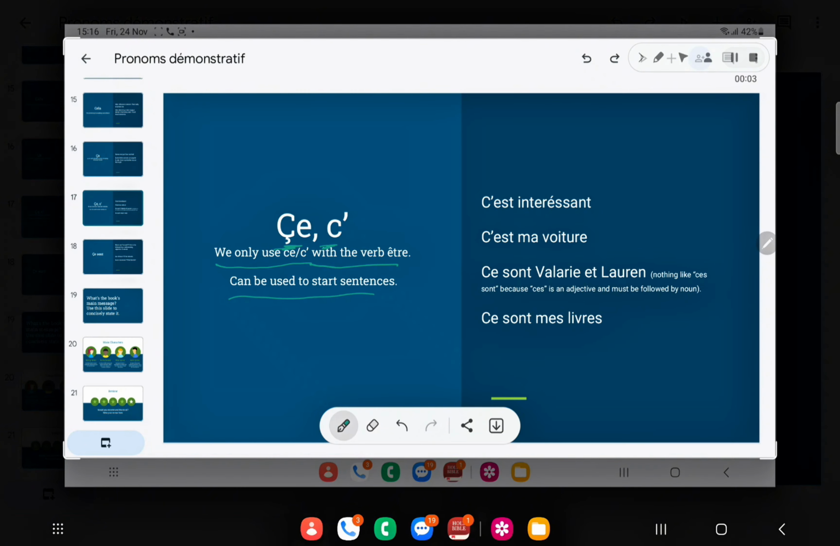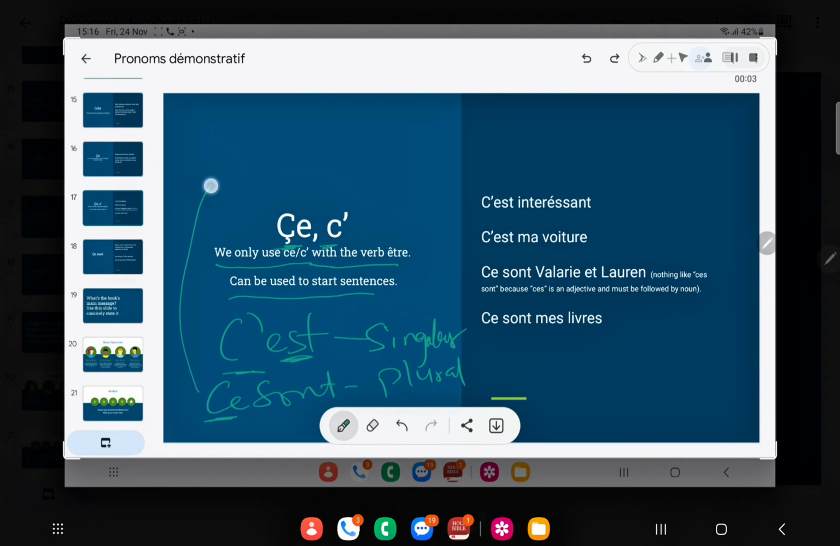Before we move to the examples, it is important to note that ce is the singular form usage of ce and c' apostrophe. So you should note that ce with the verb être, like this, is singular. That is, if you are talking about a singular thing, then ce sont is plural. Notice that ce, in this second case, doesn't change. That's why it is called invariable.